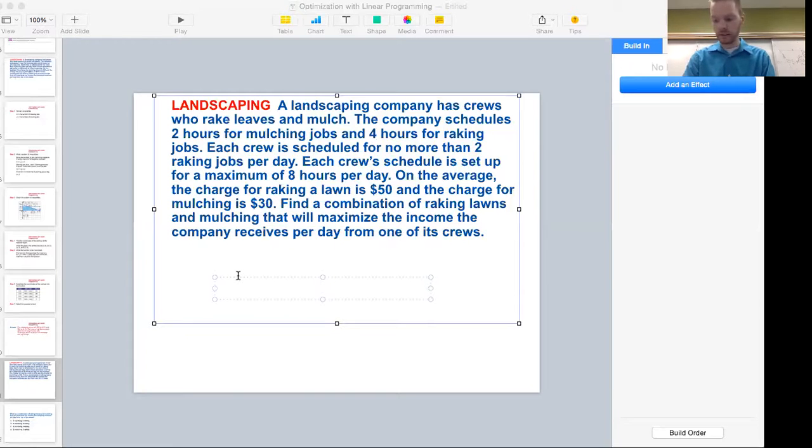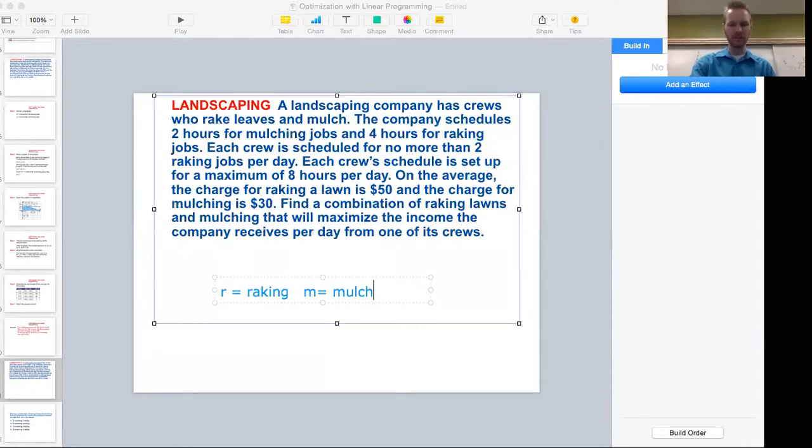So here's something original. R is going to represent raking jobs, and M will represent mulching jobs, okay? You could use X and Y. I'm not going to downplay those variables, but they get used so much. Why not try some new letters out? Okay, let's talk about restrictions.